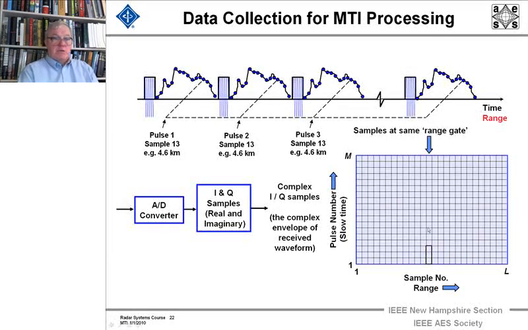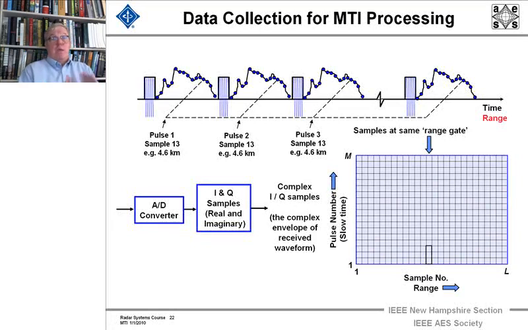But notice the data is collected this way. But when we process the data, we're going to need the data for each range cell. We're going to need the data this way. So we're going to have a memory, which in the radar acronym business we call a corner turning memory.